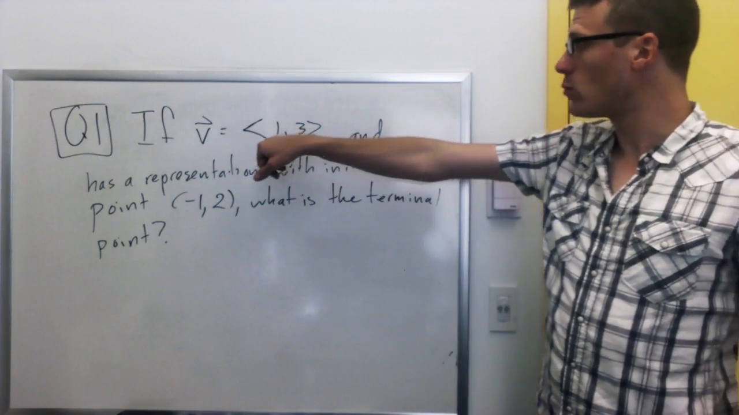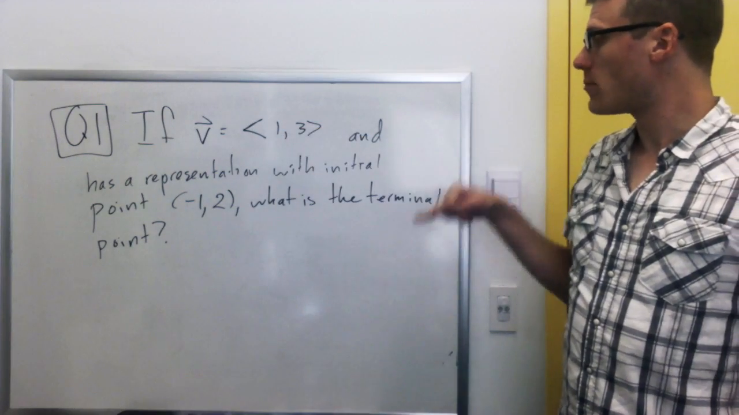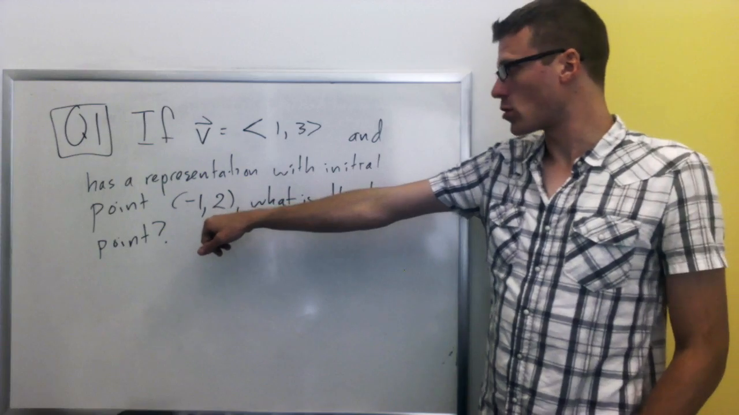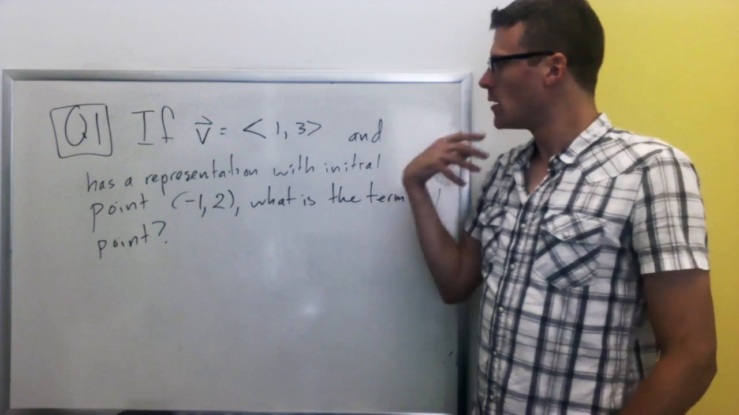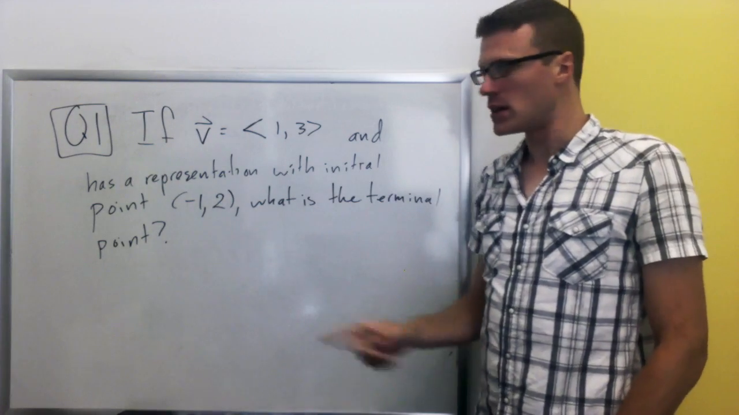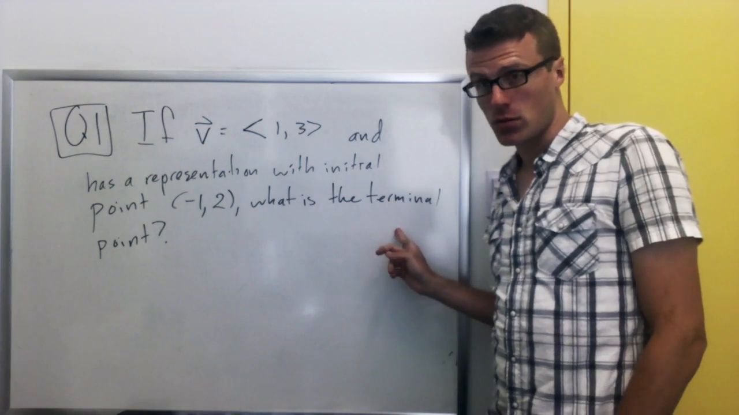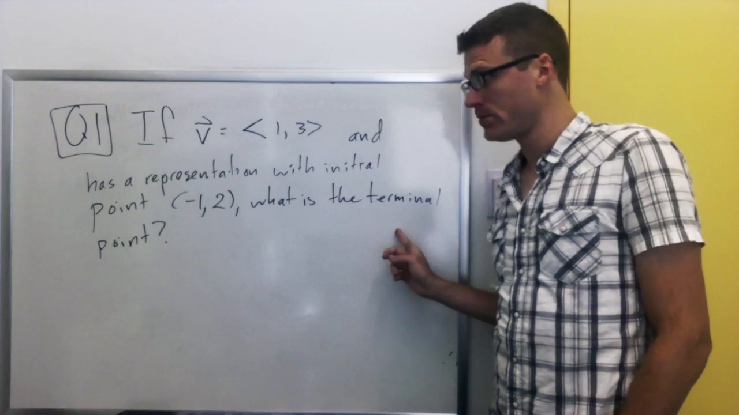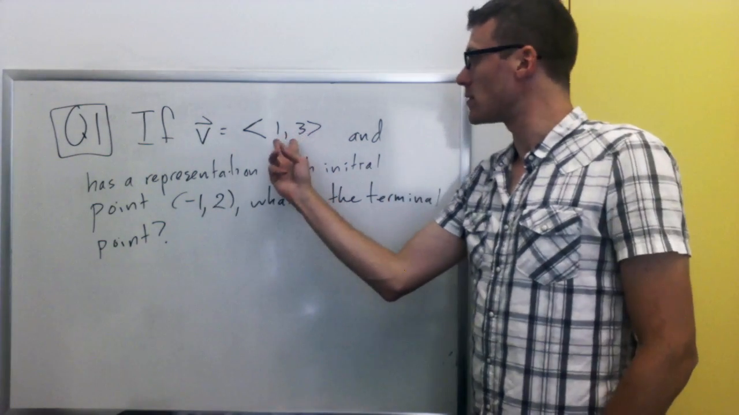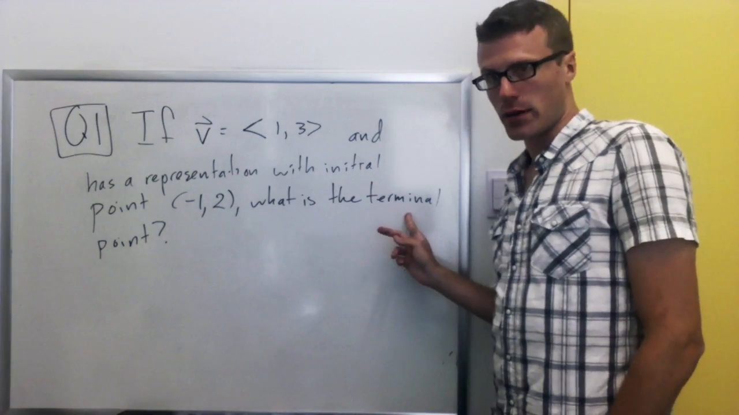Remember, we obtain 1 and 3 by taking the coordinates of the terminal point and subtracting the coordinates of the initial point. So what do we have to do with the components and the coordinates of the initial point to get back to the terminal point? And I suppose another hint: this is where we start, this is how things change, where do we end up?